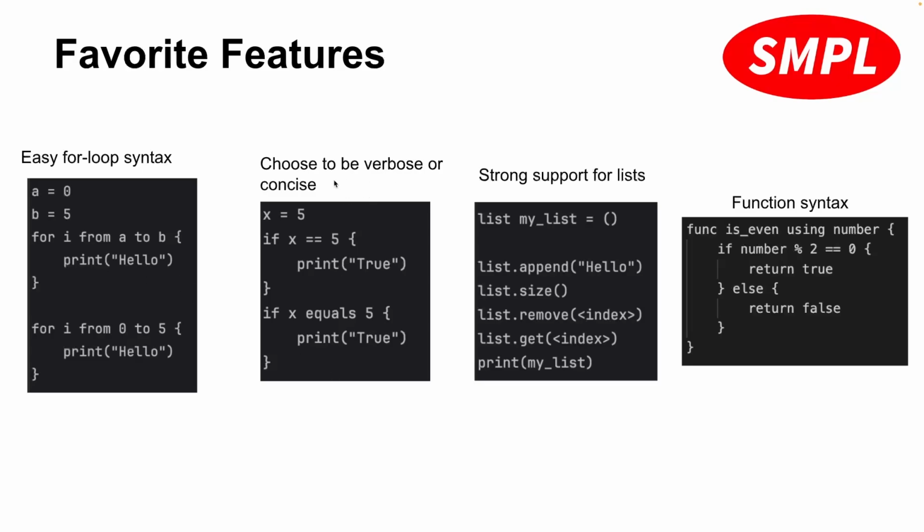And now you can choose to be verbose or concise. This could be very helpful for people first learning how to program. They don't know what equals equals is. You can just write if x equals 5, or you can choose to write if x == 5.